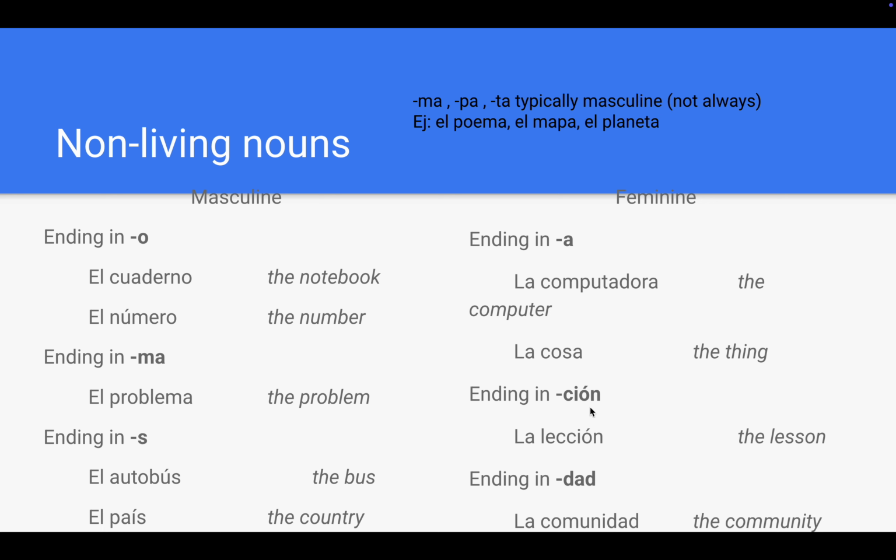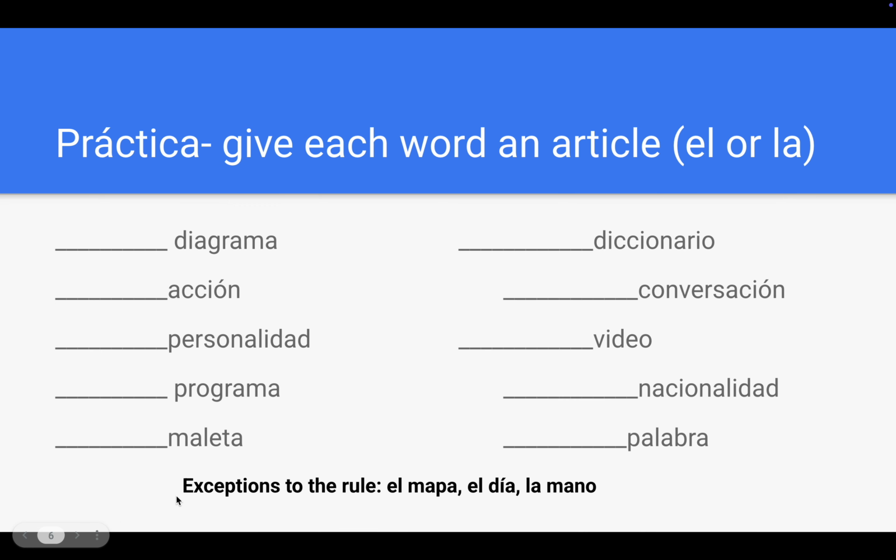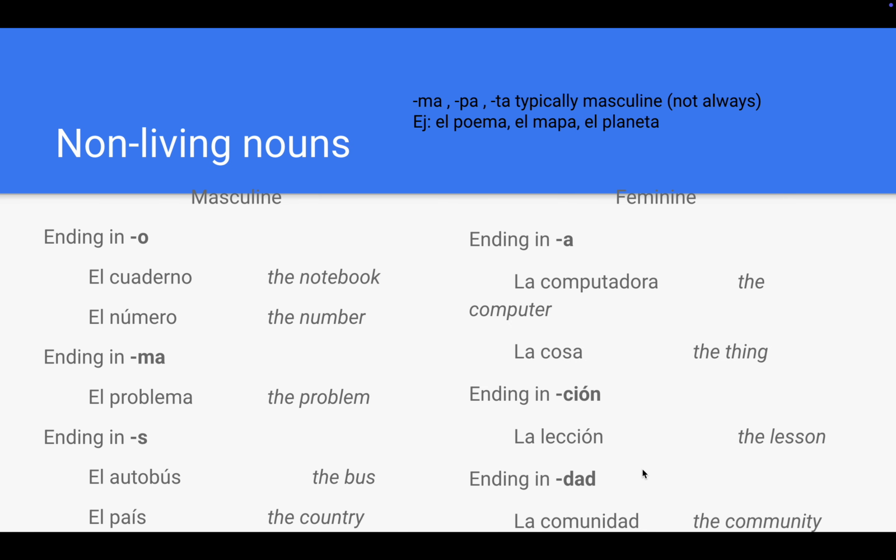And then if the word ends in a ion, this has a sion, but really anything that's an ion is feminine. La lección, anything with that ion ending is going to be feminine. Anything with an S, like autobús, país, those are masculine nouns. Oh my gosh, I did it again. Sorry. And then anything ending in a DAD, like comunidad, is feminine. That DAD ending is feminine.